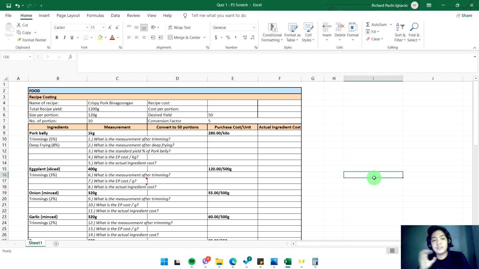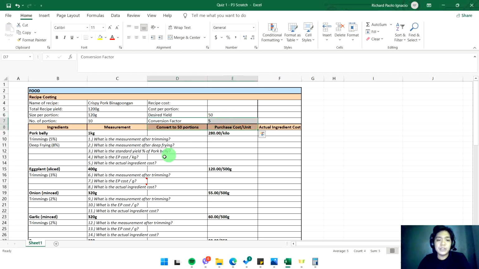Now, in order for us to know kung gaano karami ang bibilhin natin to have 50 portions, tandaan, itong measurements na nandito, itong 1 kilo, 400, 320 grams, this is the measurement that we need kung ang kailangan lang natin na portion ay 10. Pero since ang kailangan natin portion ay 50, kailangan natin bumili ng mas marami. Kaya hahanapin natin kung gaano karami ang bibilhin natin in order for us to yield crispy pork binagoongan with 50 portions. Right. Now, para gawin yon, conversion factor times measurement.